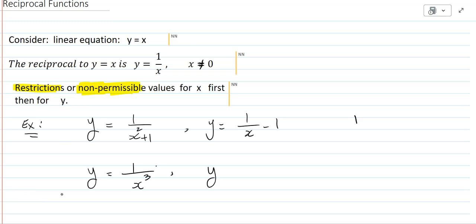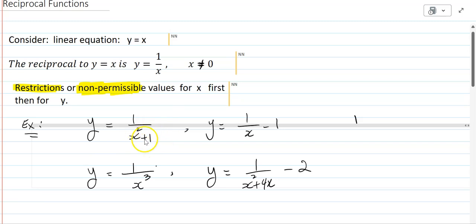Now, let me give you another one, 1 over x squared plus 4x minus 2. That's a reciprocal function, okay? So you could have many types of reciprocal functions, and it doesn't matter which way you look at it, as long as it has the form of 1 over the original parent function, whatever that is. All right, so these are the examples of reciprocal functions.